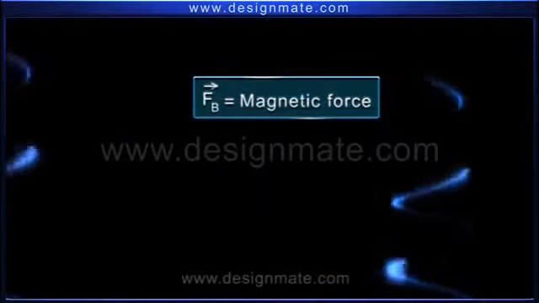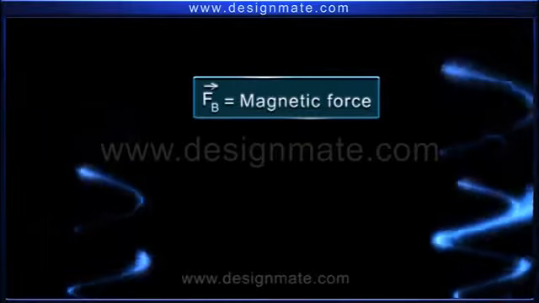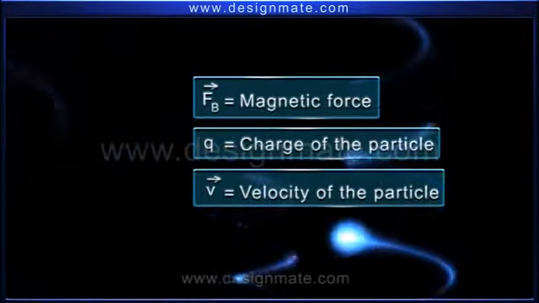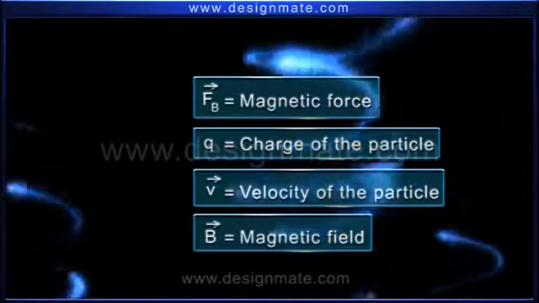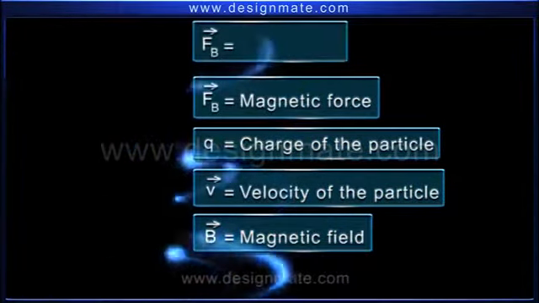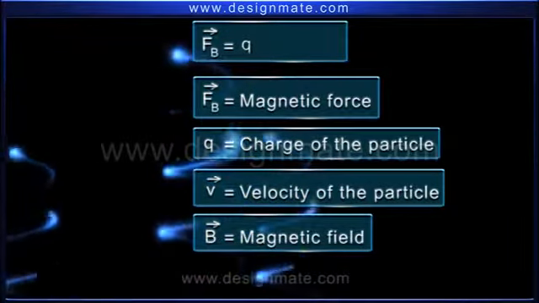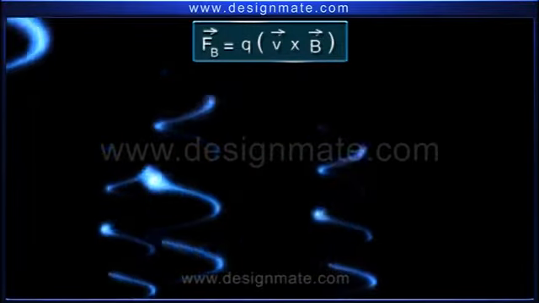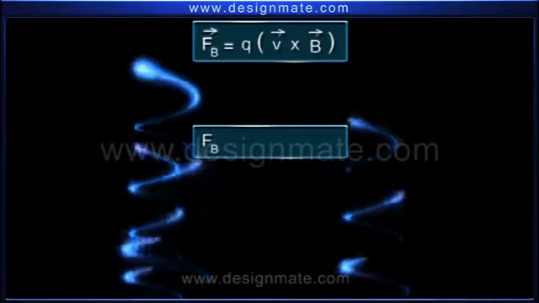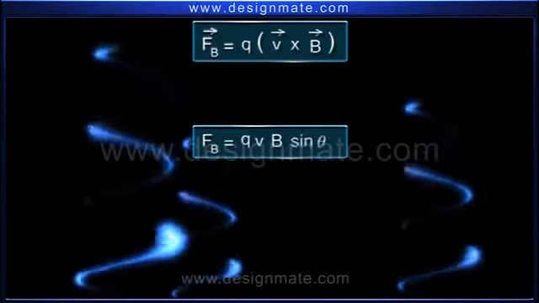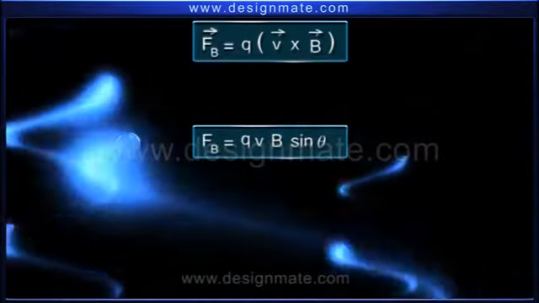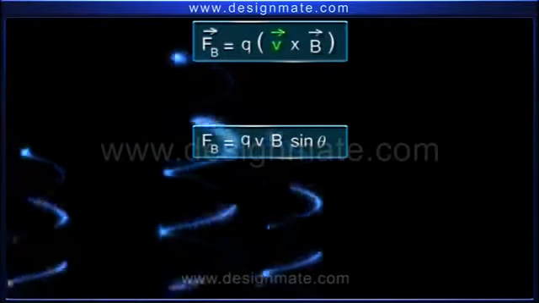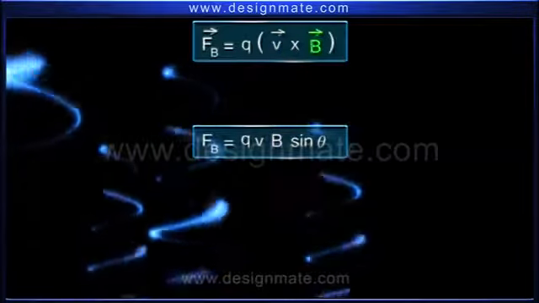We know that the equation of the magnetic force vector Fb, which acts on the charge Q moving with a velocity vector v in a magnetic field vector B, is vector Fb equals Q into vector v cross vector B. Its magnitude can be written as Fb is equal to QVB sin theta, using the cross product. Here, theta is the angle between the velocity vector v and the magnetic field vector B.